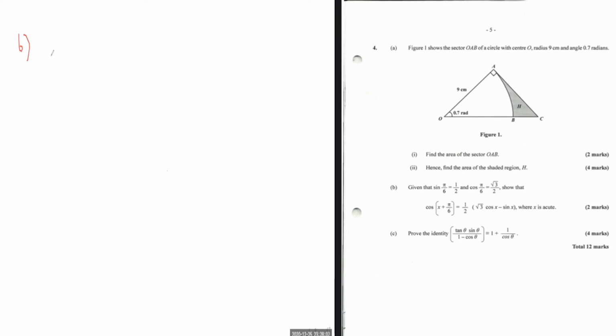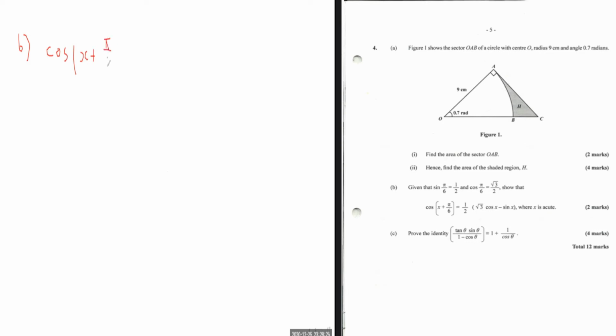it says, show that the cos of x plus pi by 6 is that weird looking formula. Let's go ahead and do that. So it wants us to evaluate the cos of x plus, what is that? Pi by 6.